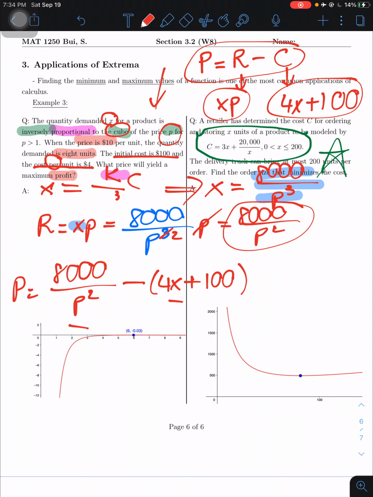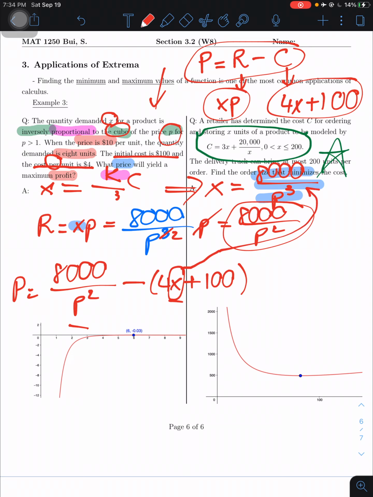Okay, so now it's time to figure out whether you should go with x or p, and look back at the question because it's asking what price will yield the profit. So that means we have to solve for P in terms of p. The big P is for the profit and the small p is for the price. So we have to get rid of x and replace that x with p. What do we know? We know that x equals 8,000 divided by p cubed, so instead of having this x in here, we're gonna replace it by 8,000 divided by p cubed.